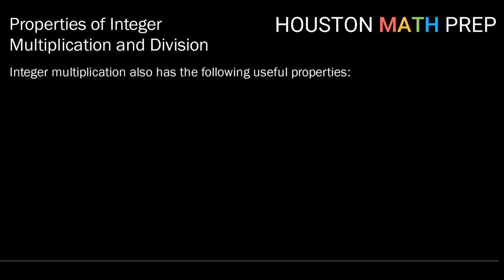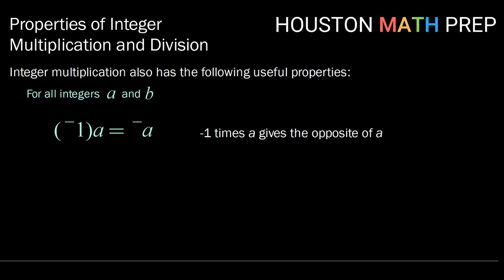Now, integer multiplication also has some additional useful properties. First, we have that for all integers a and b, if we take -1 and multiply it by an integer a, then we get that integer's opposite, usually called negative a. So another way of saying that is -1 times a gives us the opposite of a.